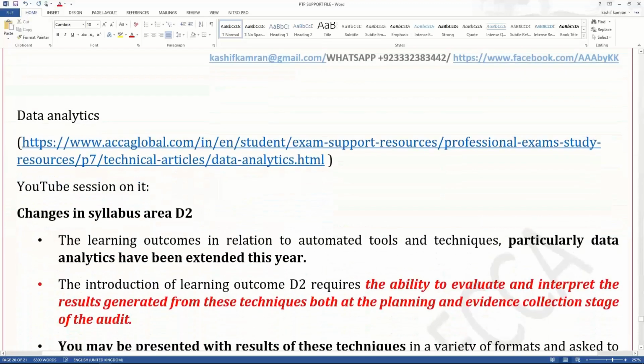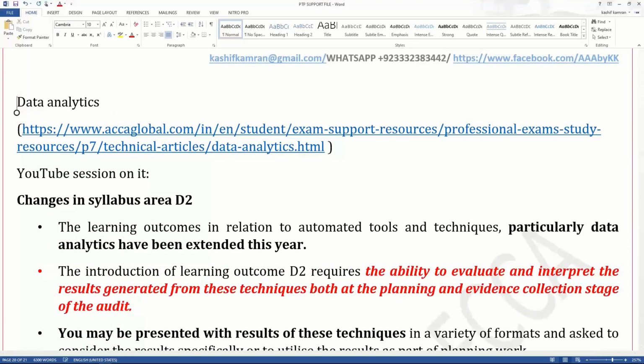Since we started this webinar, on day one, I guided you about the changes which have come in the syllabus areas D1, D2, and G2. I hope you remember that. We discussed the syllabus change D1 when we were discussing ROM, that you need to identify significant ROM or significant audit risk, or you might need to prioritize the ROM or prioritize the audit risk if asked for in the exam paper. But now we're looking at the D2 change, which pertains to data analytics.